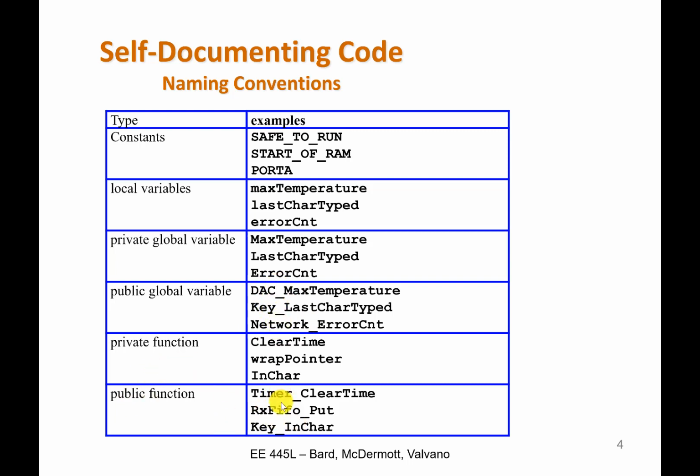And when I have a public function with the underline, the thing in front of the underline is going to tell me the module. Okay, this is a timer module, a timer function, a FIFO function, a keyboard function. And then again, I'm going to use the names to clarify what it is. So everybody knows what last character typed is. That's the last character typed. Again, good names convey what they are, what they mean, beyond where they're defined.